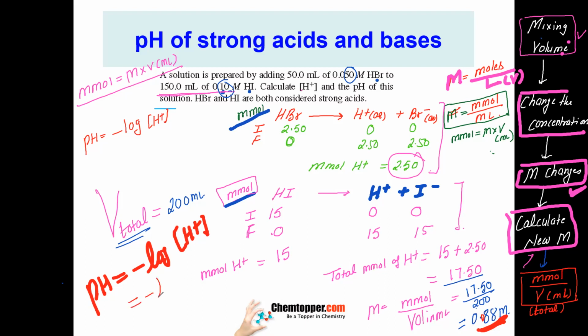So it is negative log of 0.088. Get the answer in two significant figures. pH in sig fig. All of you are going to type it. Pick up your calculators, press negative log, plug in the concentration of H plus 0.088. Enter. What's the answer? 1.1 is one significant figure.